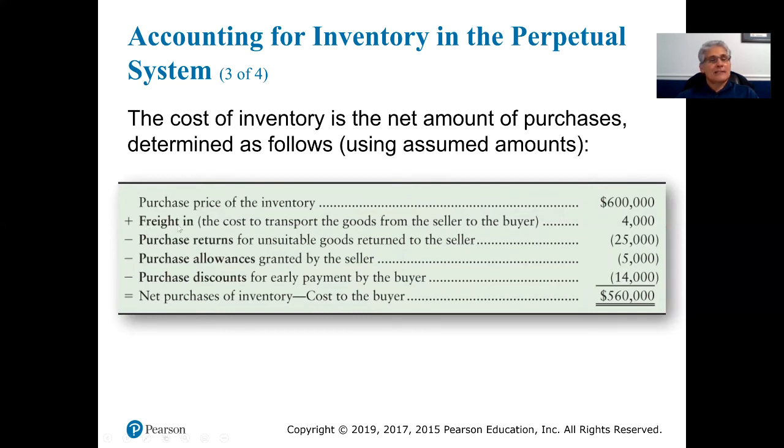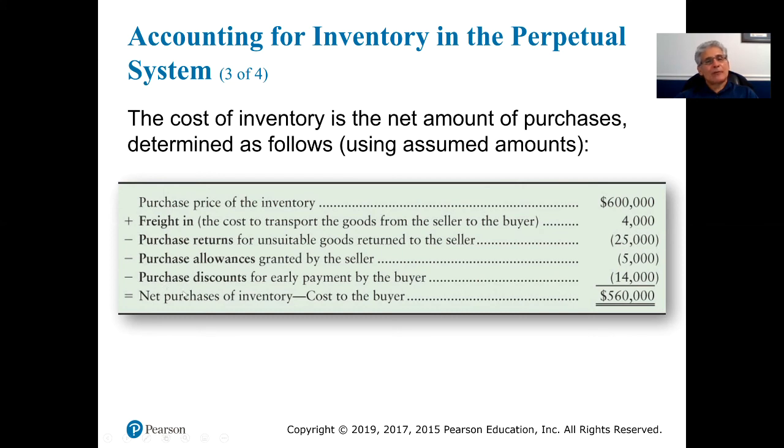So whatever it costs us to have something delivered, if we're paying for the freight, then that cost is going to be added to inventory. If we had some returns, some things that we purchased that we didn't like, we can deduct that from our purchases. And so we have what's called purchase returns. We can have purchase allowances. Let's say they give us a discount of some sort. A company will offer us some type of reduction in our price or an allowance of some sort, for whatever reason. It could be a volume discount.